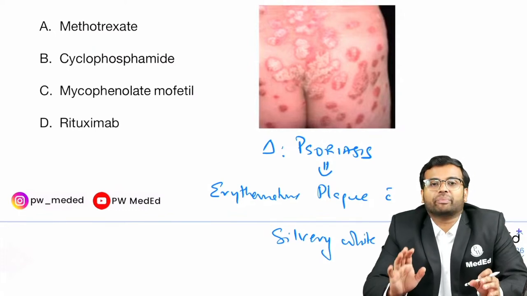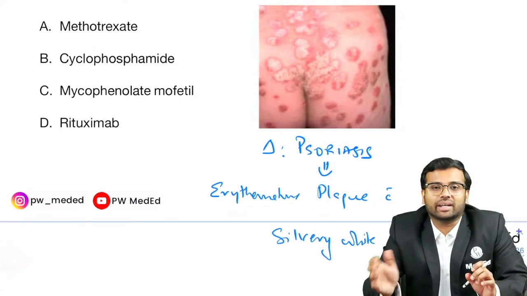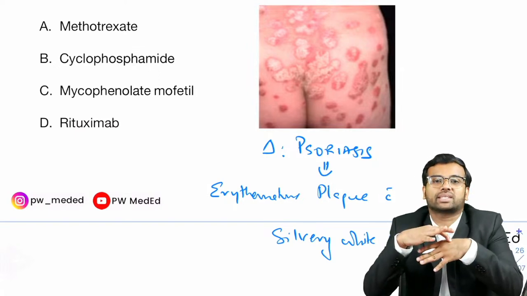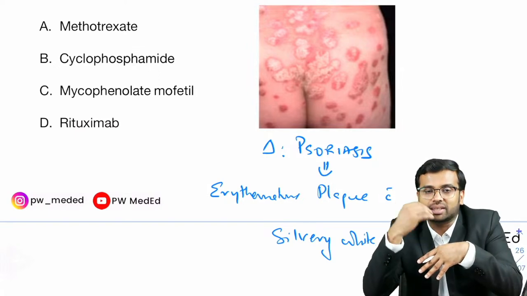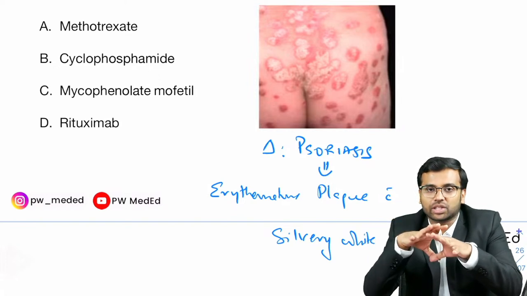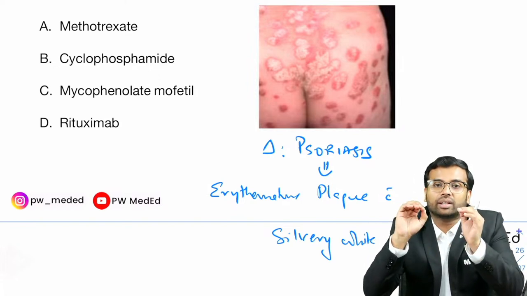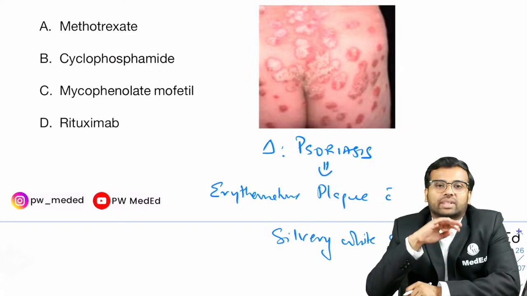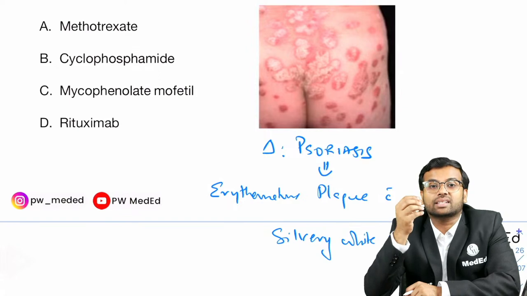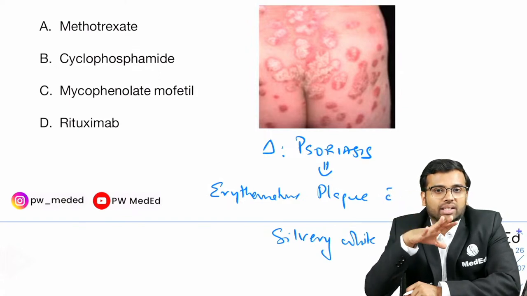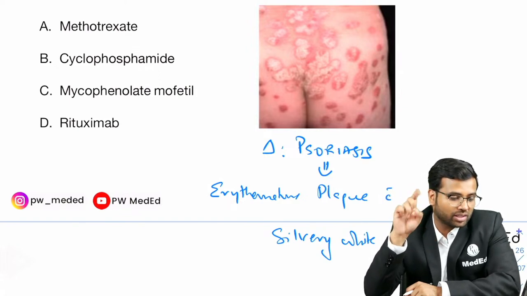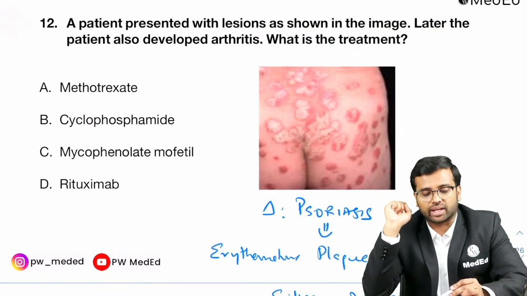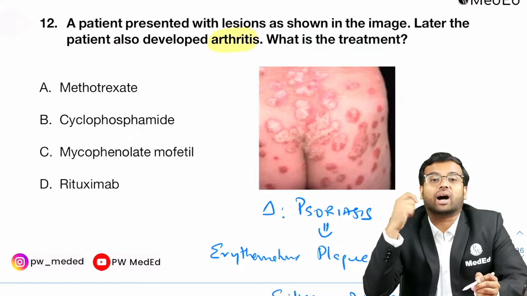So please remember that in urticaria, there is no plaque lesion. There is some edema beneath the skin, like there is some water beneath the skin surface. So that is going to be an entirely different presentation. Now here what you can see is there is some redness over the skin, a raised lesion, and whitish scales. That is a typical presentation of psoriasis. Now there is a patient of psoriasis and he's also developing arthritis.